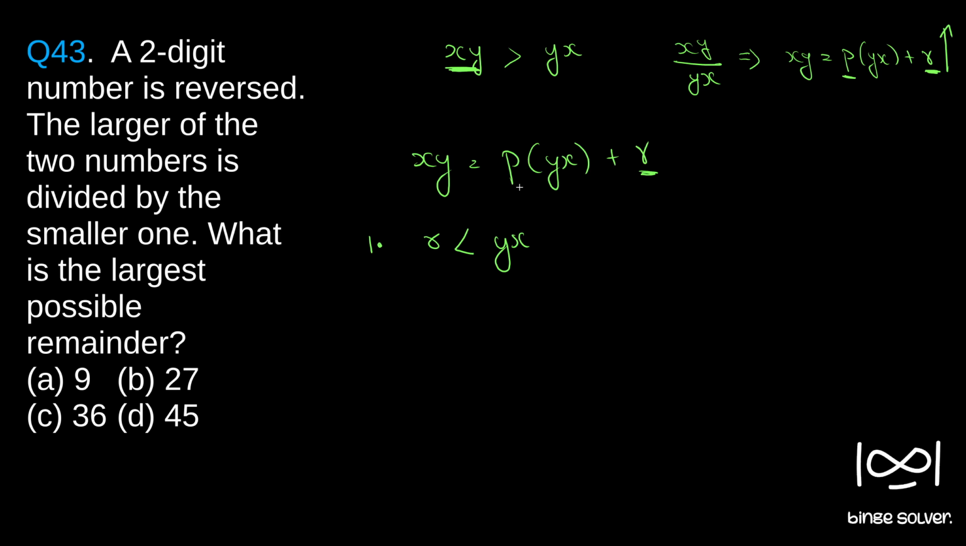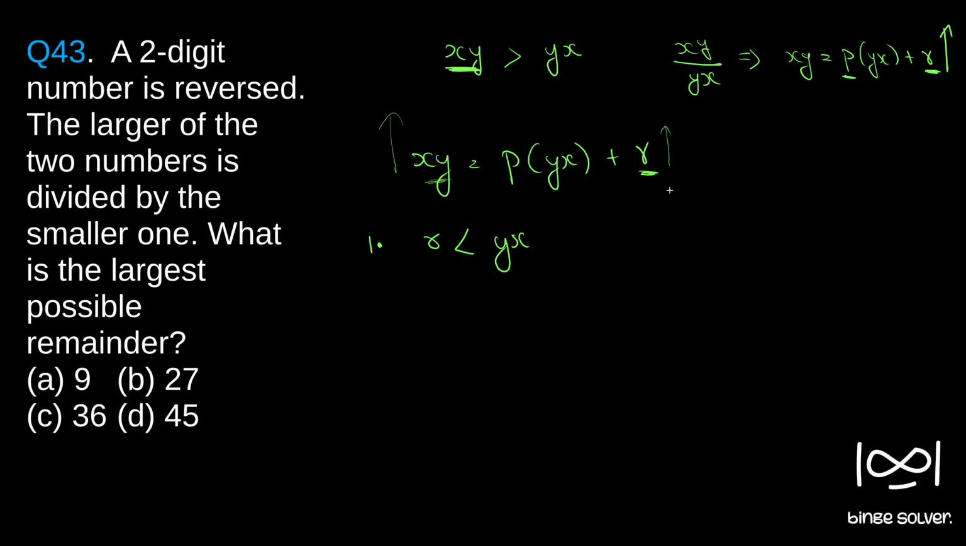Since we need the largest r, xy will probably be very large. Is it necessary? Not necessarily, but definitely xy is much greater than yx and r, since it is p into yx plus r. So xy will be greater than yx and greater than r. That is one condition.